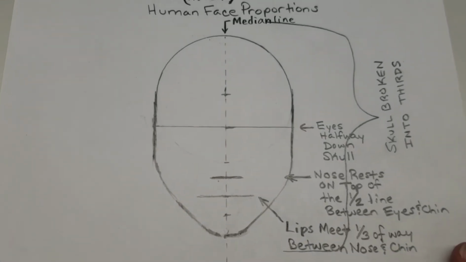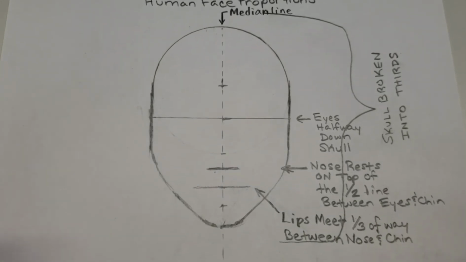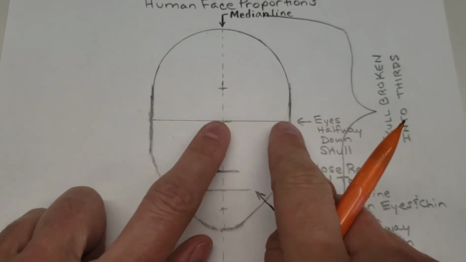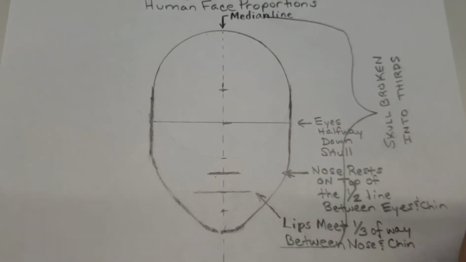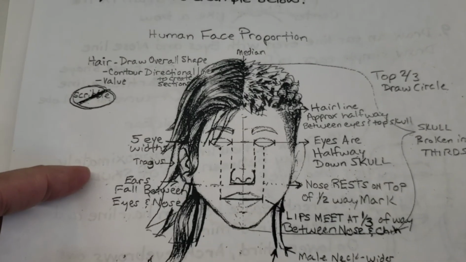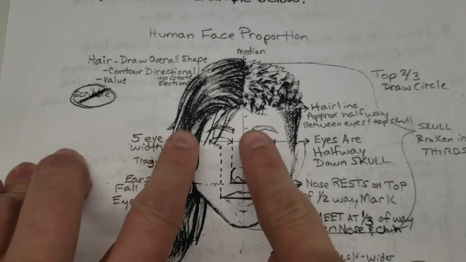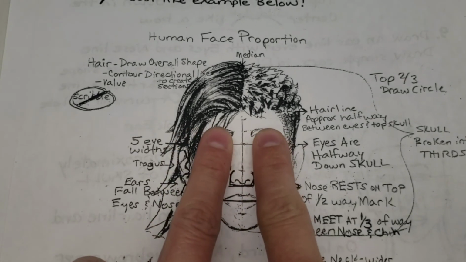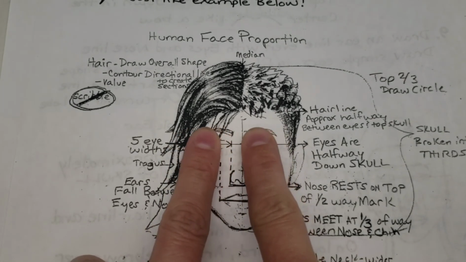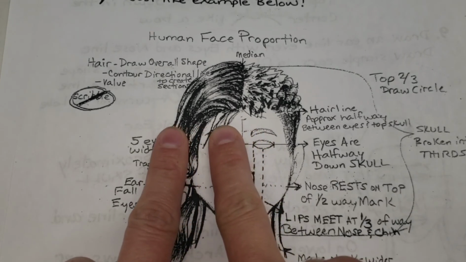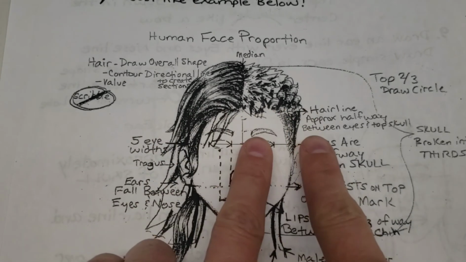Now, if you've ever drawn anyone and you had trouble making the eyes be exactly the same size, this is going to blow your mind. When you look at a person, their eyes are exactly the same width as the space between their eyes. And from the edge of their head, the eye width is the same. Let's do it on this side.